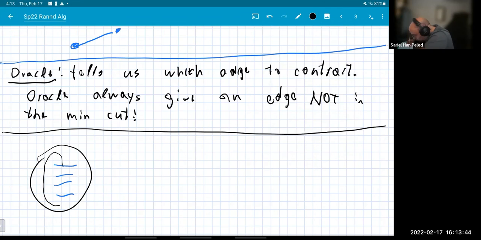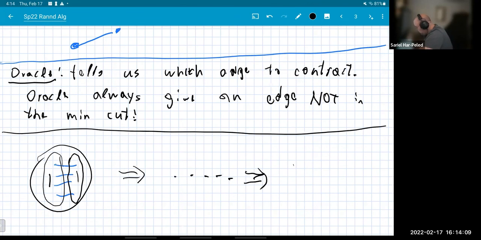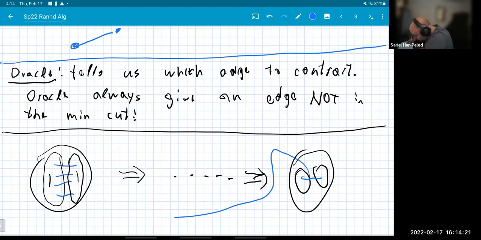By the way, there might be a lot of min cuts that are different, but we fix the min cut that we want to argue about. And the oracle always provides us with an edge that is not in the min cut. It's either in the left side or the right side, and we keep contracting those edges, right? Then if this happens, at the end of the game, we will remain with exactly the min cut, right? We will have two meta vertices with a single edge, and this single edge would correspond to the edges of the min cut, right?